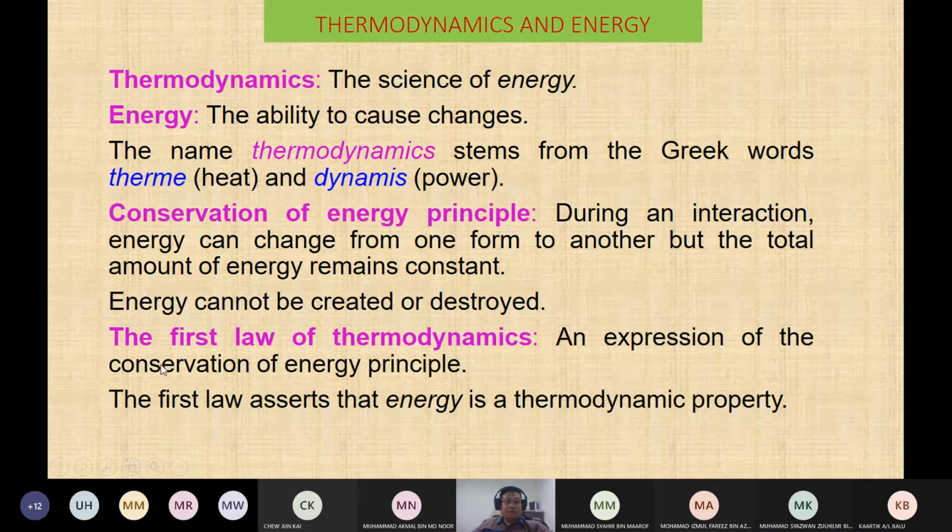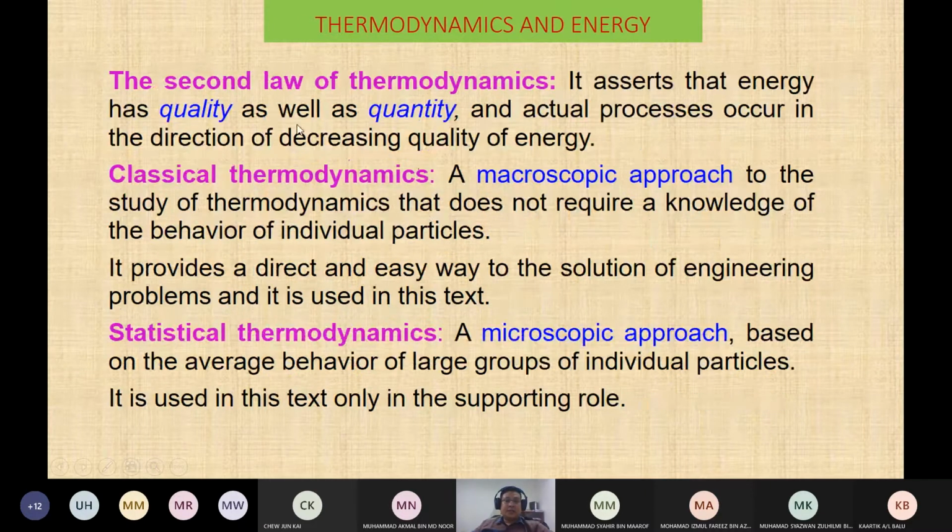As I mentioned before, the first law of thermodynamics is the conservation of energy. Energy cannot be created and cannot be destroyed. The second law of thermodynamics says that energy has quality as well as quantity, and actual processes occur in the direction of decreasing quality of energy. The second law of thermodynamics relates to efficiency.